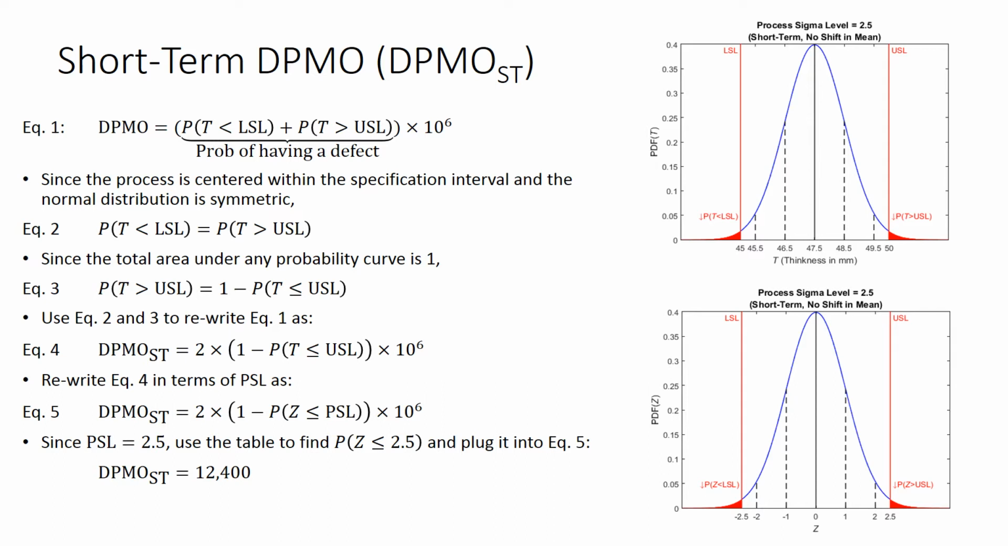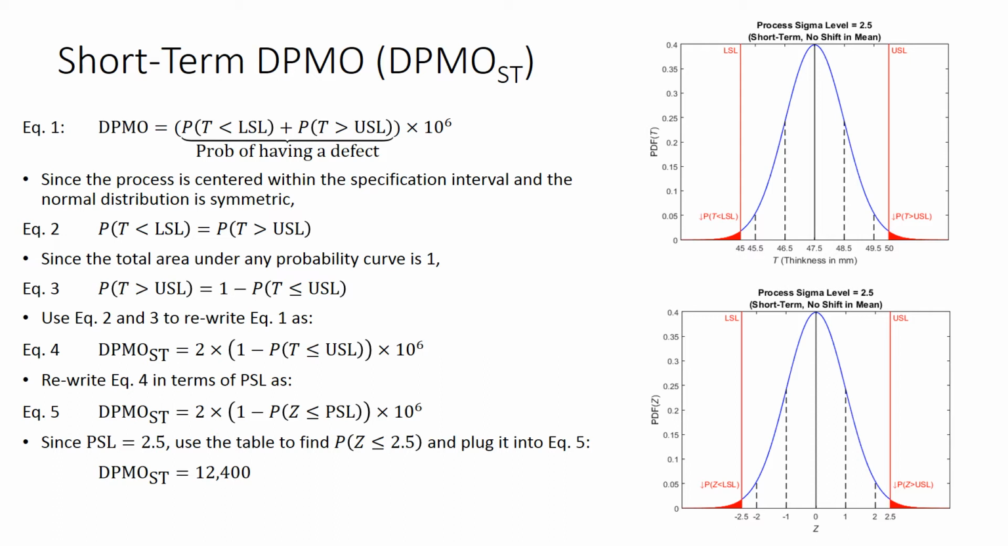Okay. The equation for DPMO is probability of having a defect multiplied by a million. Probability of having a defect is the sum of two probabilities. Probability of t less than lower spec limit and probability of t greater than upper spec limit. And you can see on the graph these two probabilities are the red areas below the tails.